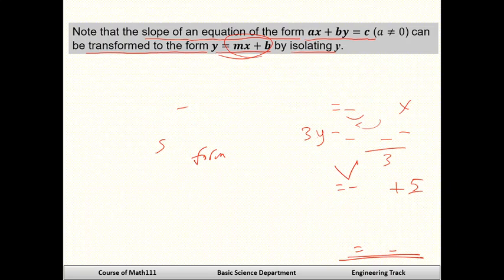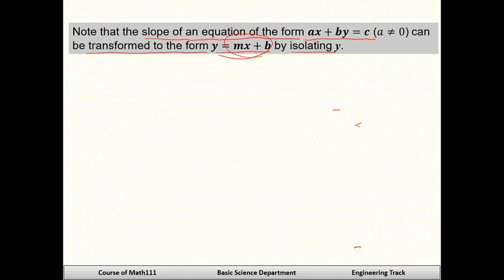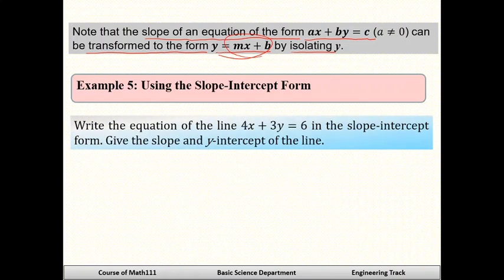Okay, let's look at this example. Now in this example, it's asking us to write the equation of the line 4x plus 3y equals 6 in the slope-intercept form. Slope-intercept form is the y equals mx plus b form. Then give the slope and y-intercept of the line. So when you write it, tell us m, tell us b.